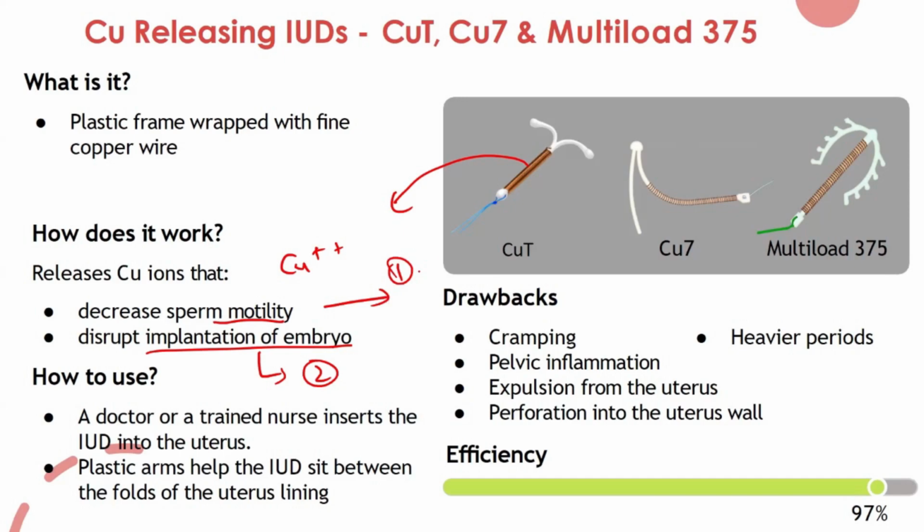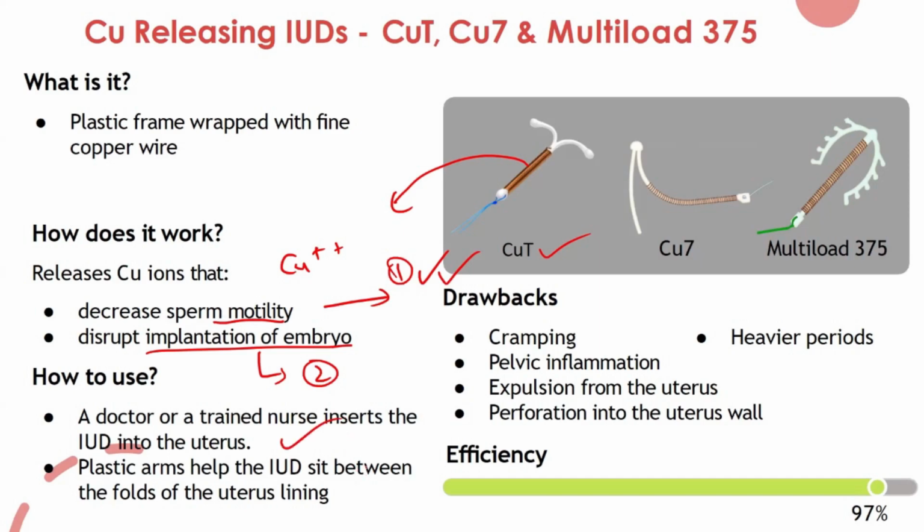So the major work is on sperm motility. They will weaken the sperm and make the sperm ineffective to fertilize the egg. They cannot move up to the fallopian tube. That's how the Cu ions released from CUT, Cu7 or multiload 375 will act. The copper ions will immobilize the sperms, so sperms cannot swim up the fallopian tube and reach the egg for fertilization to happen. So that's how these devices work, by releasing copper ions.